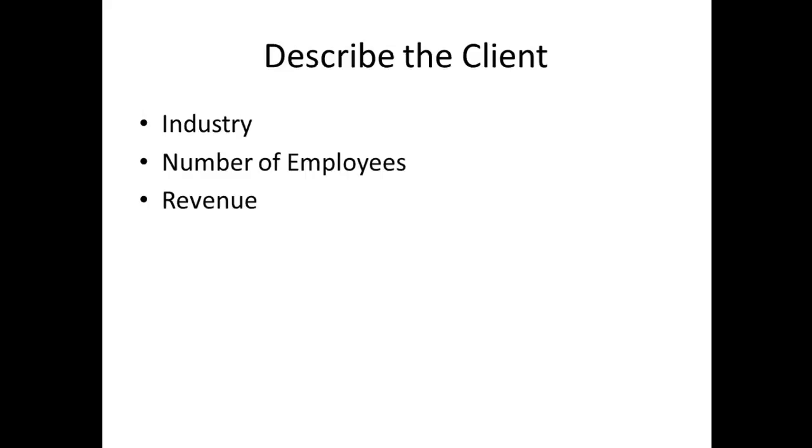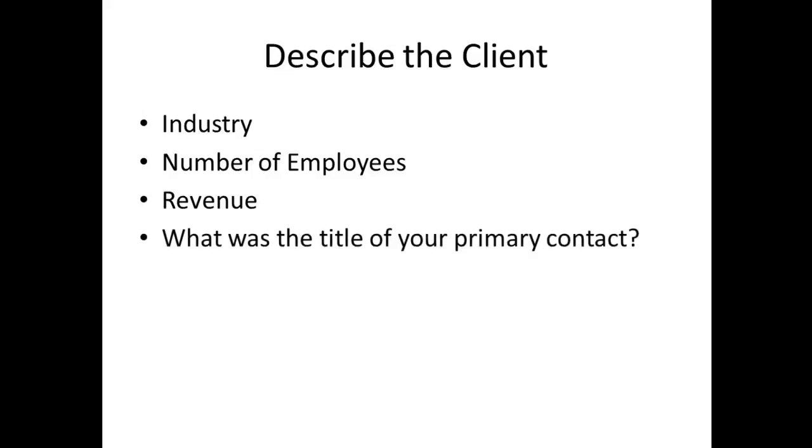If you don't know the exact revenue, here's what I like to do. I like to take the number of employees and multiply that by $100,000. And that gives you some idea of what type of revenue they're doing. It's not an exact science or anything like that, but it'll give you a ballpark figure. So for instance, a company with 50 employees, I could assume they're doing at least $5 million in revenue. What was the title of your primary contact? Were they the CEO, a marketing manager, the chief marketing officer, so on and so forth?